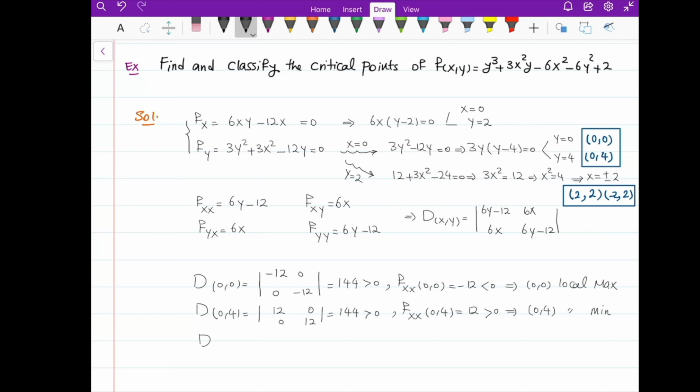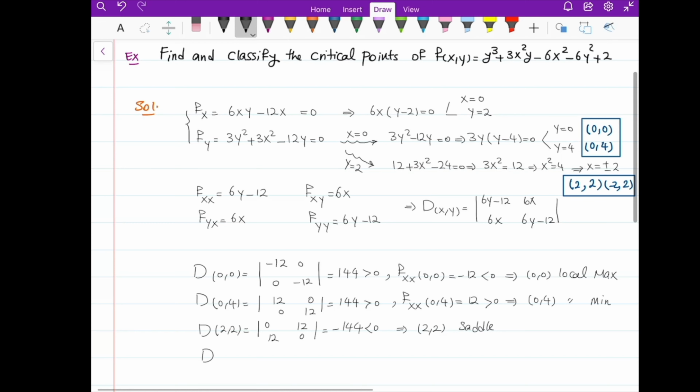Okay. Then look at D at (2, 2). Plug in (2, 2) into here, we get 0, 12, 12, 0, which is negative 144. When D is negative, the point is a saddle point. And the last one, D of (negative 2, 2), plugging into D, 0, negative 12, and then 0, which is negative 144. Therefore, the point (negative 2, 2) is also a saddle point.